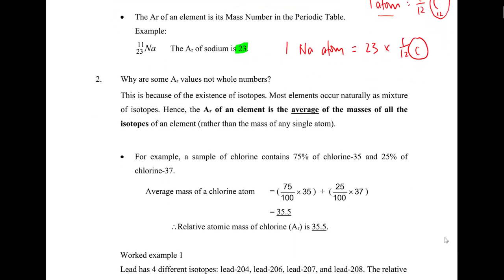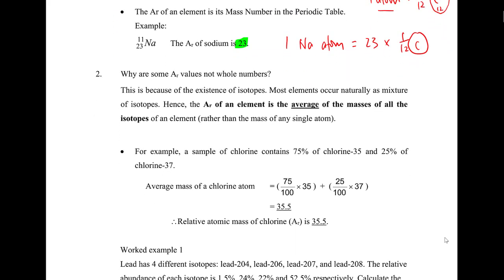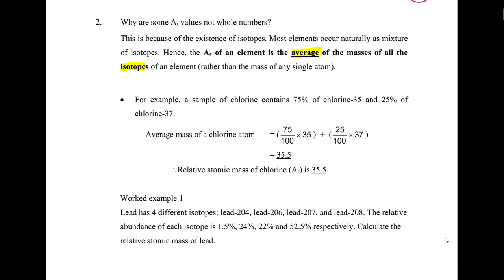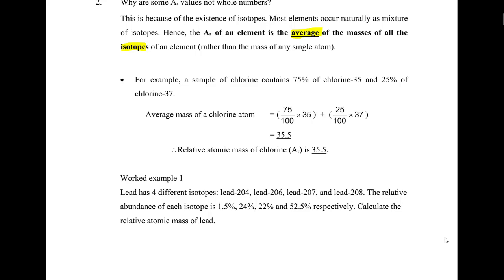Now, the reason why some relative atomic masses are not whole numbers is because the relative atomic mass is an average. It's an average of all the masses of the isotopes present. So let's use chlorine as an example. If you're given a sample of chlorine, it will typically contain about 75% chlorine-35 and 25% chlorine-37. So if you take 75% of 35 and 25% of 37, you get 35.5.